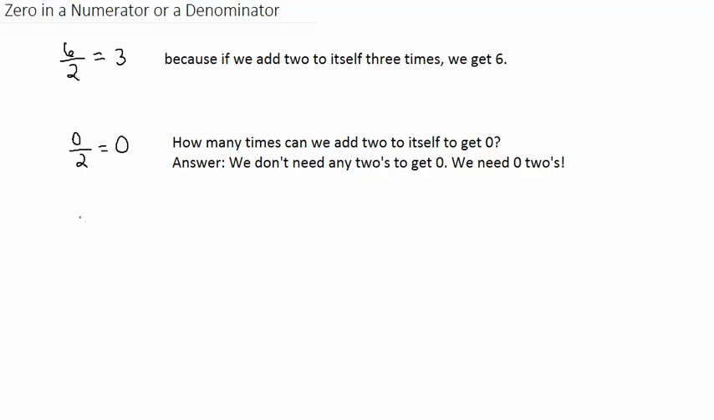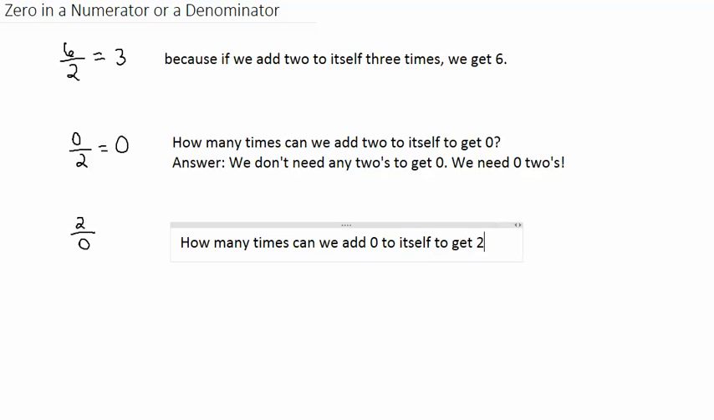Now, if we reverse those, 2 divided by 0, similar question, how many times can we add 0 to itself to get 2? And you can imagine that no matter how many zeros you have that are added, you'll never increase. You'll always have 0. You'll never reach any number other than 0.